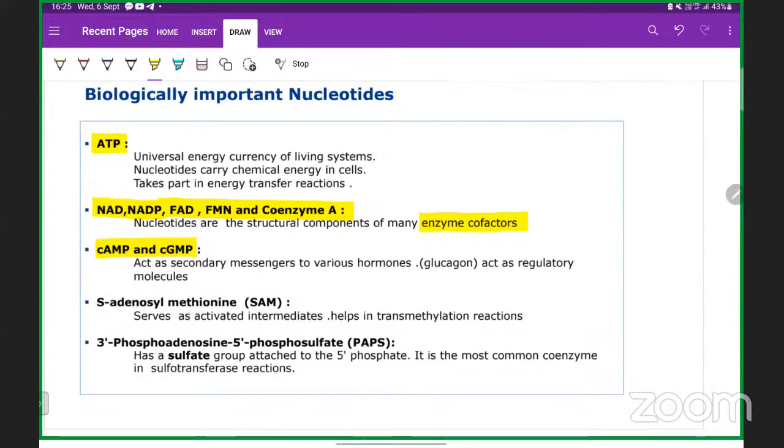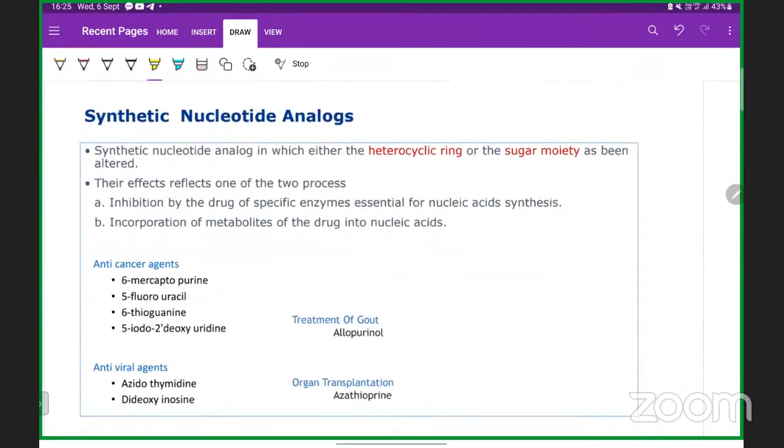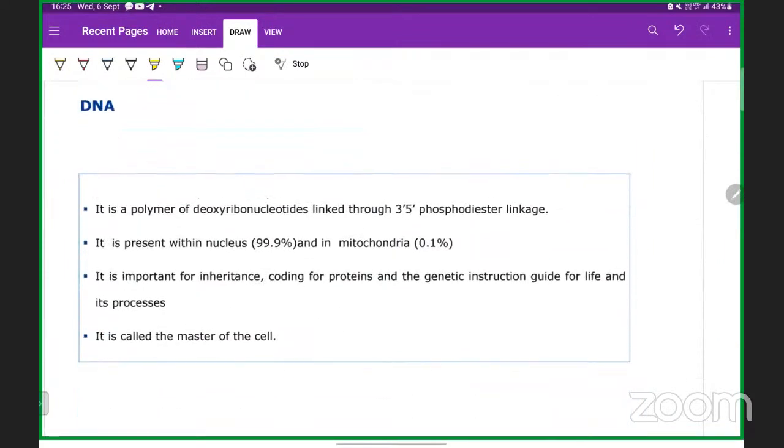Then we have S-adenosyl methionine. This S-adenosyl methionine is going to help you by giving you the intermediate products. So you need a raw material, isn't it? So this S-adenosyl methionine is going to give you a raw product, and 3-phosphoadenosine 5-phosphosulfate. They are going to have a sulfate group, and it is the most common coenzyme in the sulfotransferase reaction. So that is what we are going to go into slowly. Now, I am just skipping all these things.